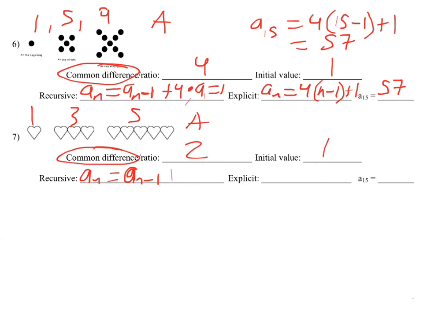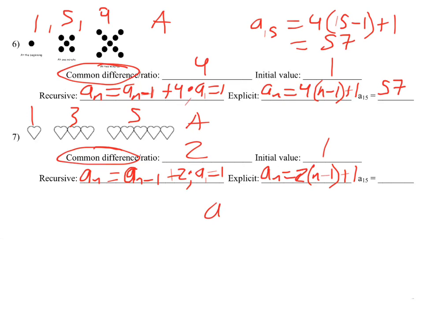It's a sub n minus 1 plus 2. Make sure you list where it starts. On the explicit function, a sub n is, well, make sure you put your common difference in front of n minus 1. And then you'll add your initial value, which is 1.